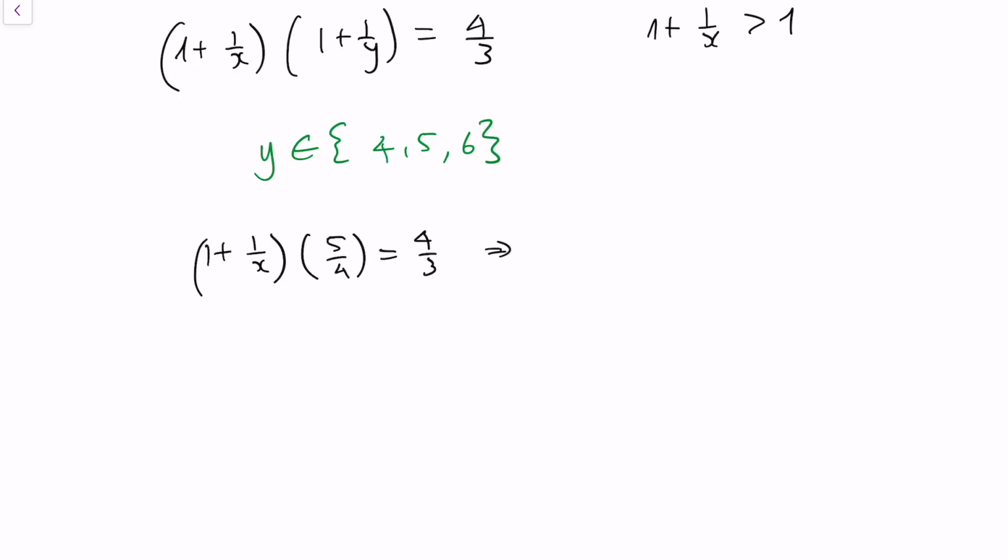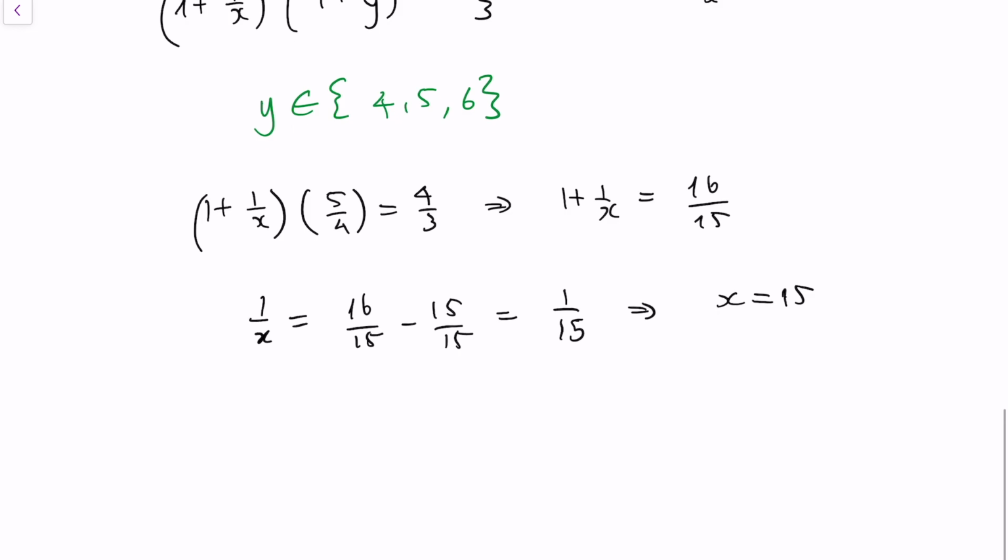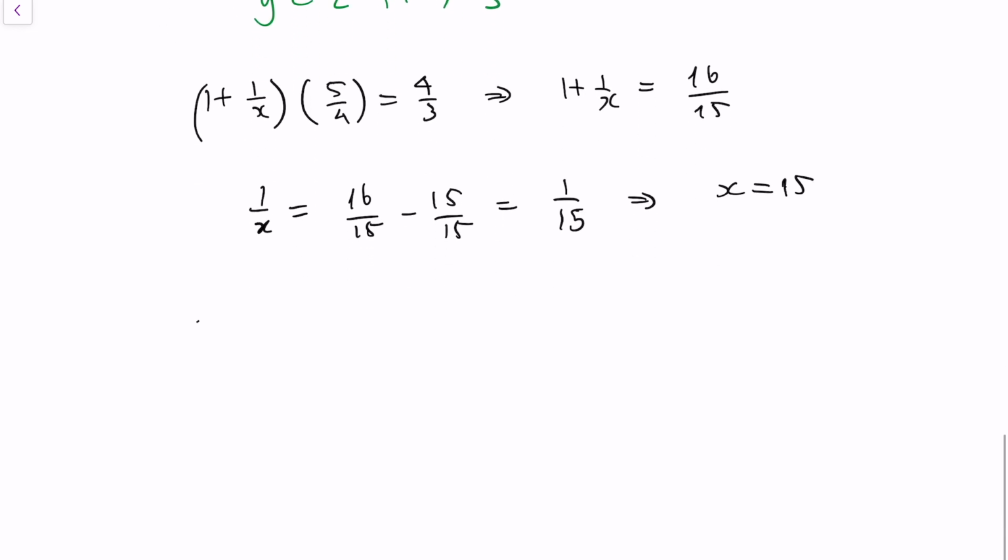Okay, so that implies we have 1 plus 1 over x is equal to 16 over 15. That means 1 over x is equal to 16 over 15 minus 1, which is equal to 1 over 15. That implies x is equal to 15, right? So we found the first solution. x is 15, y is 4, and z is 2, right?